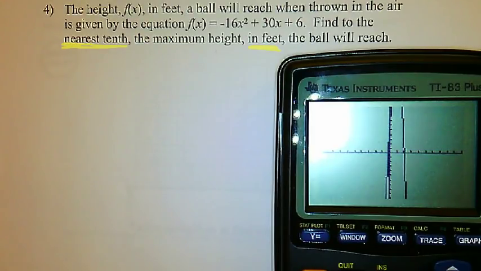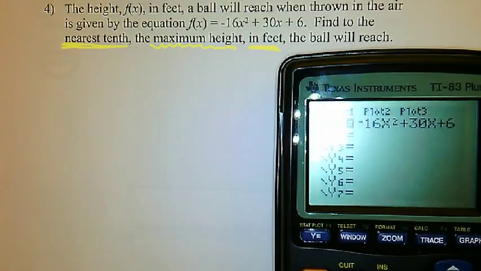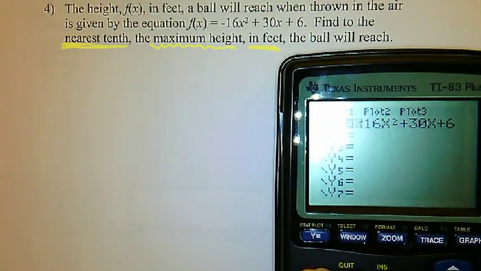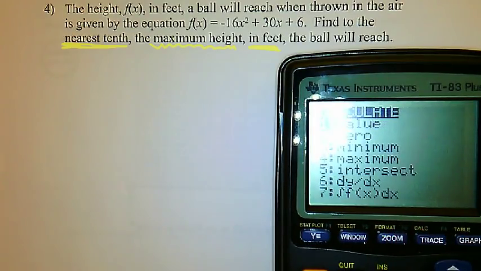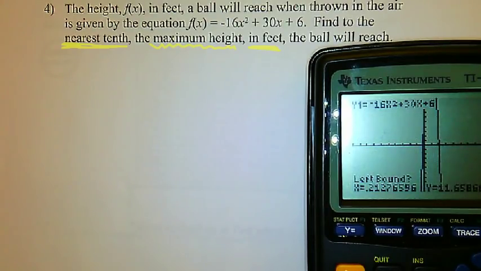Okay, we want the maximum height. So all I did was put our equation in here. Remember what we're going to do is go to second and then calc. And we're going to go down to maximum because it told us it's a maximum. So I'm going to scroll so that I am on the left side of the vertex. Keep scrolling. Ooh, too far. Go to the right side of the vertex and then press enter.